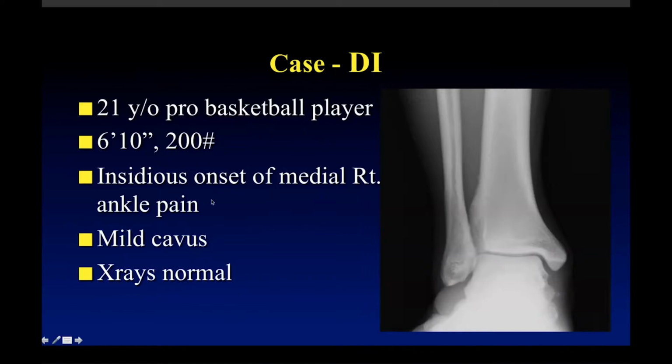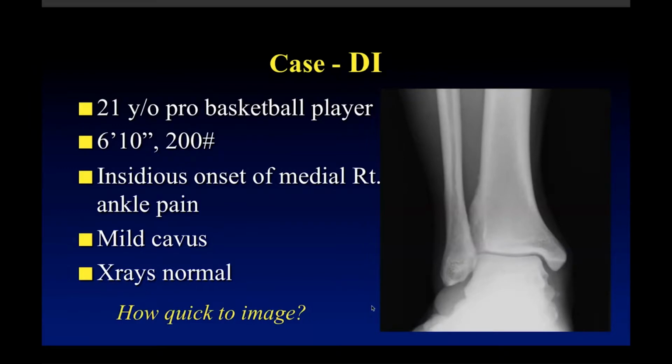Yeah, this is just a follow-up of the same thing we just talked about. Dr. O'Malley and I share a number of patients, and this is sort of a classic that we see all too often. 21-year-old pro basketball player, a big guy, small feet. He's got mild cavus. He comes in with some vague medial right ankle pain, and you take this x-ray, it looks normal. And the question is, how aggressive do I need to be?